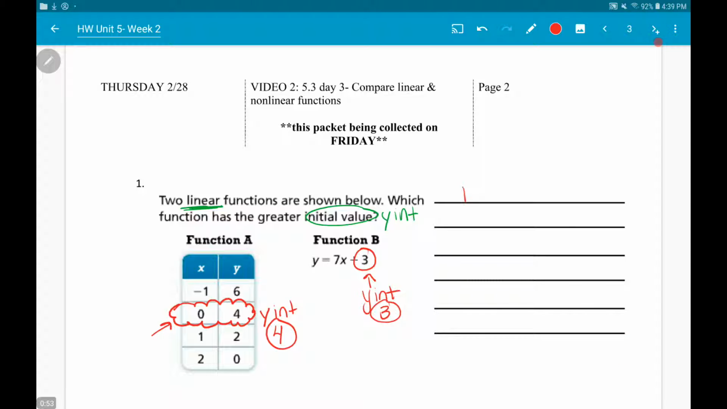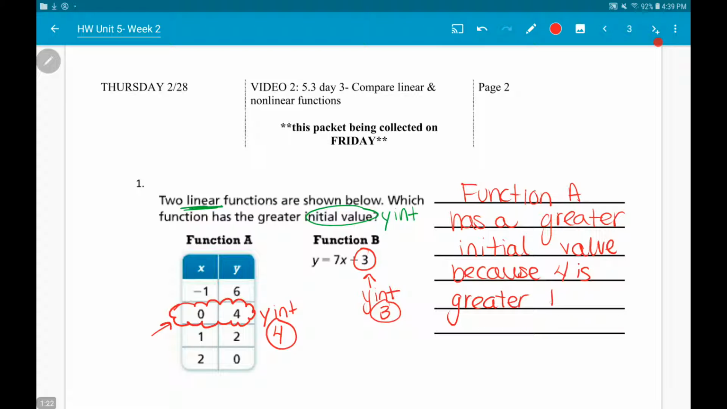And I can say function A has a greater initial value because 4 is greater than 3.